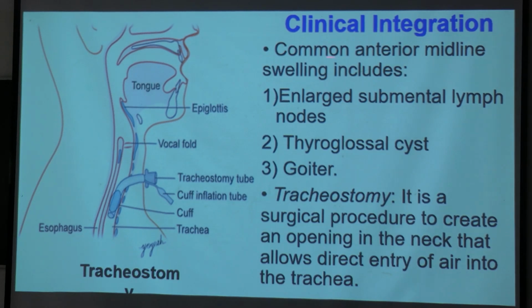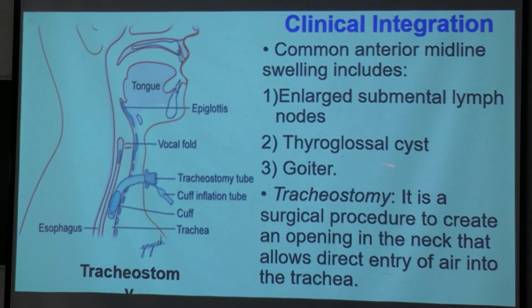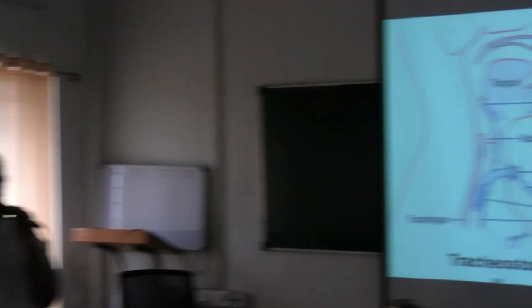Common anterior midline swellings include enlarged submental lymph nodes, which will be hard. Then thyroglossal cyst, which you have seen in embryology. And goiter, which is enlargement of the thyroid gland. So these are the main causes of common midline swelling. You will get all these very common things in your patients.